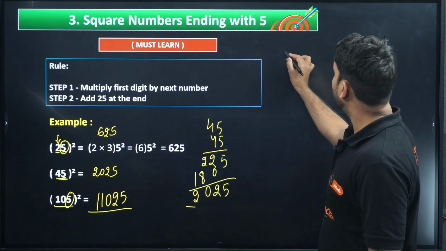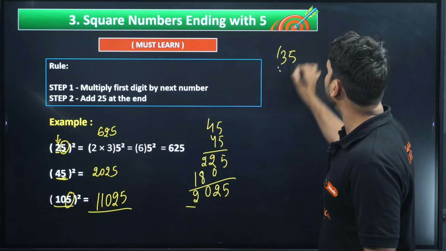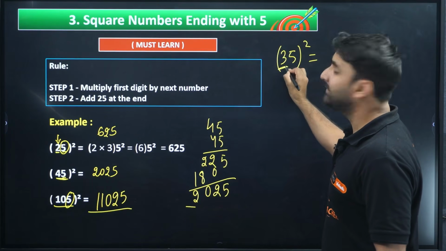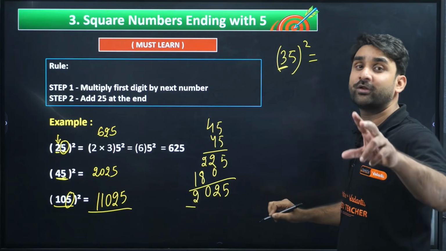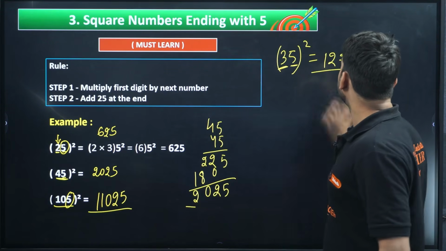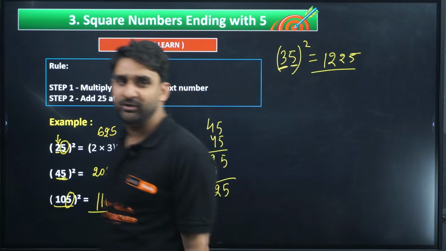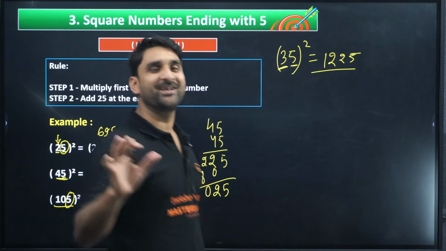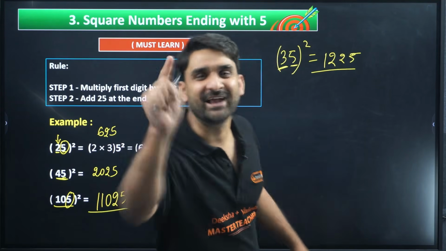If I ask you what would be 35 whole square, so 3 is already there, and what would be the succeeding of 3? 4. So 4 3 is 12, and square of 5. This is the answer, my dear. 1225 is the answer. You can verify, you can check it once. Is it clear, my dear? So magical. So say thanks to me, my dear.